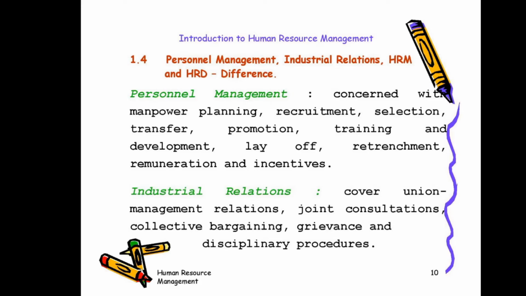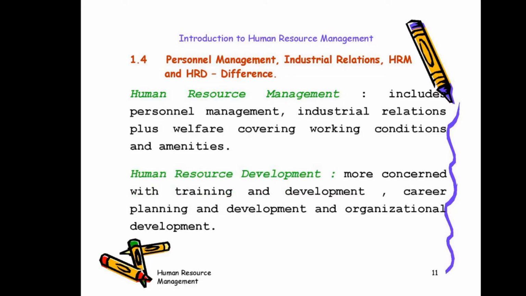Please understand the concept here: what personal management talks about and what industrial relations talks about. That is the topic. Personal management, industrial relations, then HRM and HRD differences are what we are seeing now. Human resource management includes personal management and industrial relations, plus welfare covering working conditions and amenities for the workers. That is the duty of HR. They do not talk only about personal management and industrial relations; they also cover welfare activities, working conditions, and the amenities we can provide in the organization.